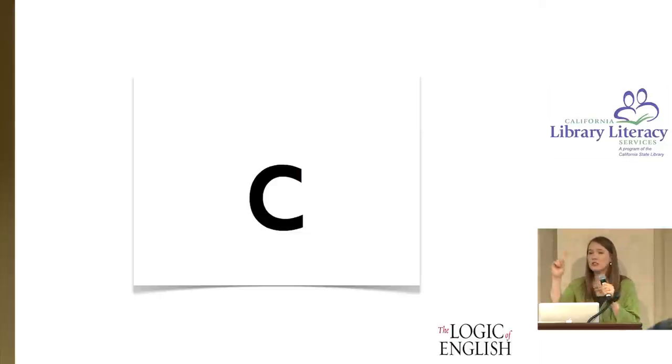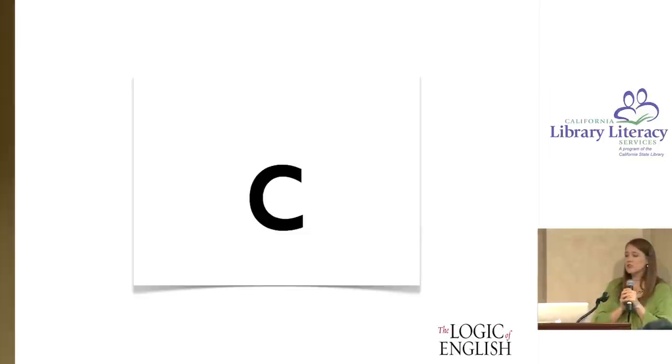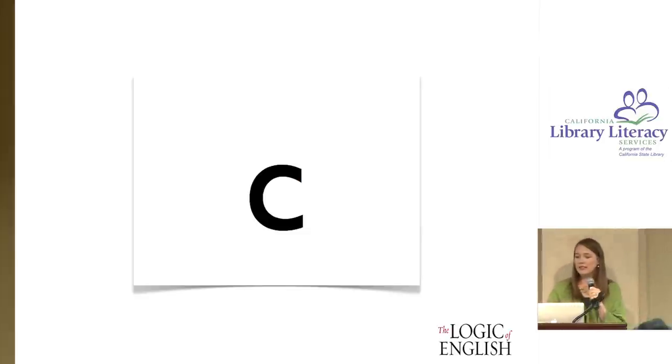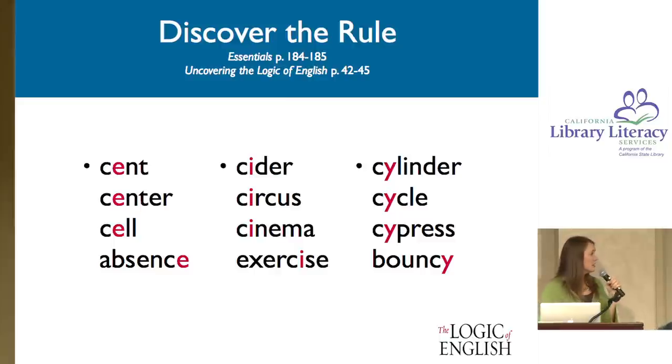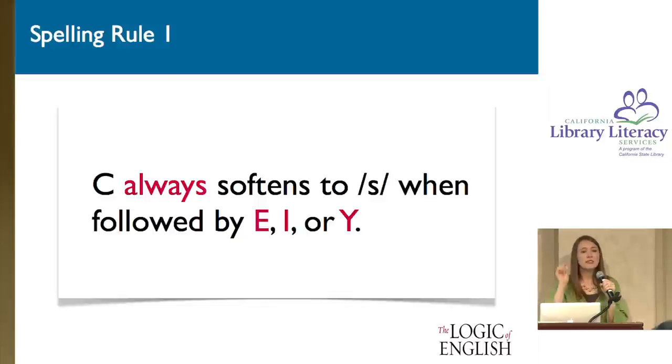Let's look at this letter. What are the two sounds this letter makes? K and s. So it says two sounds, k and s. And let's discover when it says each of its sounds. So it says s in words like sent, center, cell, and absence. When is it saying s? Before an E. How about insider, circus, cinema, and exercise? Before an I. How about cylinder, cycle, cypress, and bouncy? Before a Y. So C always softens to s when followed by an E, I, or Y.